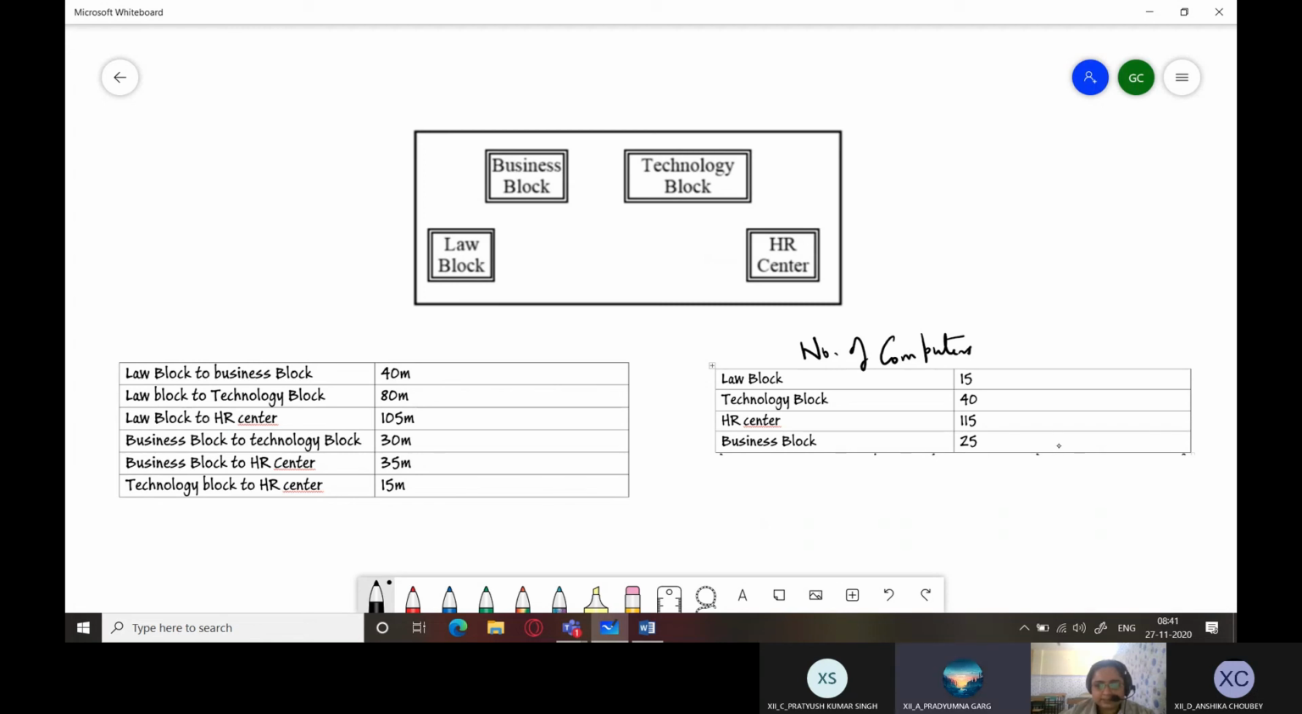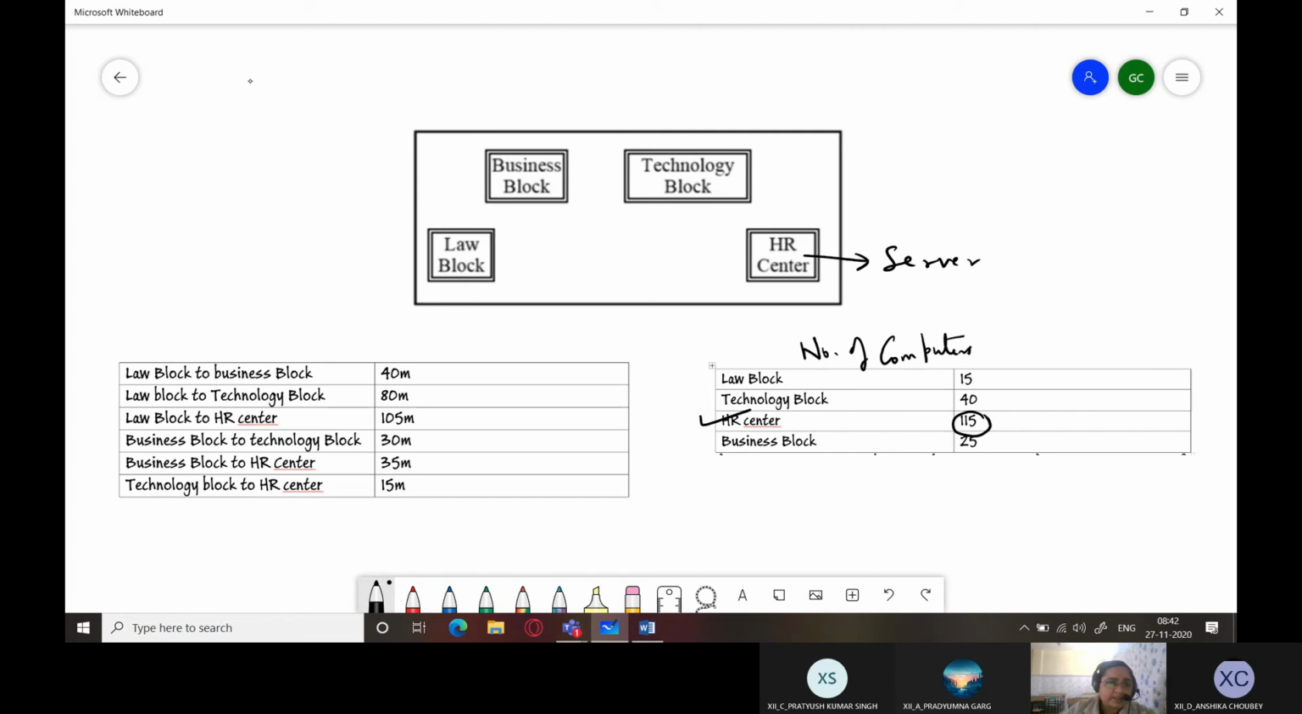Ma'am, HR center. Exactly. HR center can be the place where you can place the server. Why? Because it has the highest number of computers. This is a very straightforward question. Wherever you see the highest number of computers, you have to place the server there, right?